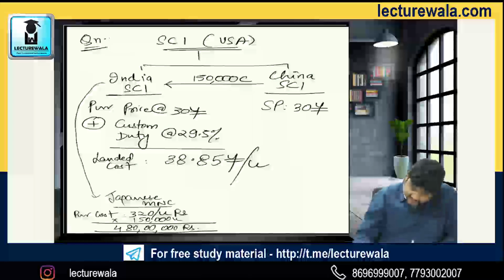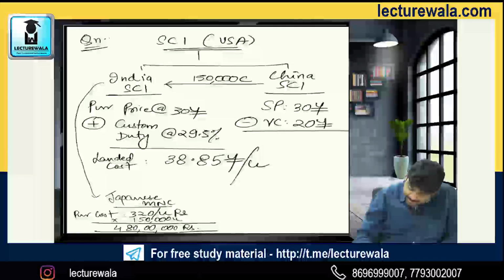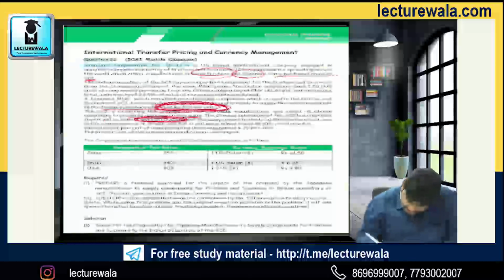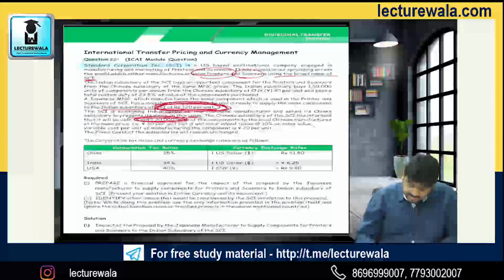What is the selling price? 30 yen. They have also given the variable cost. How much? 20 yen. So how much is the profit or contribution that this Chinese subsidiary is earning? 10 yen. Okay. Now what they have said, the fixed cost will remain unchanged.